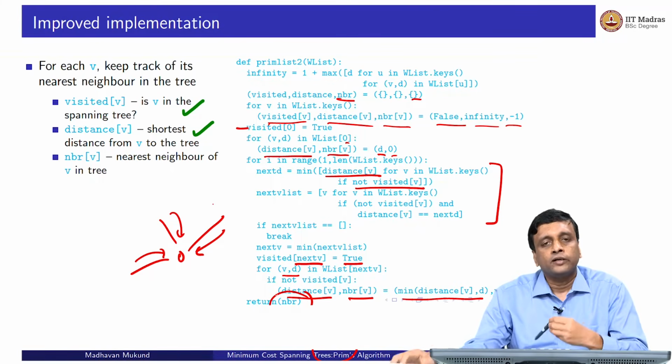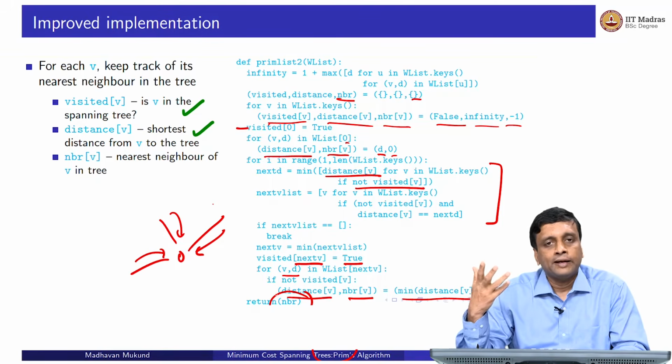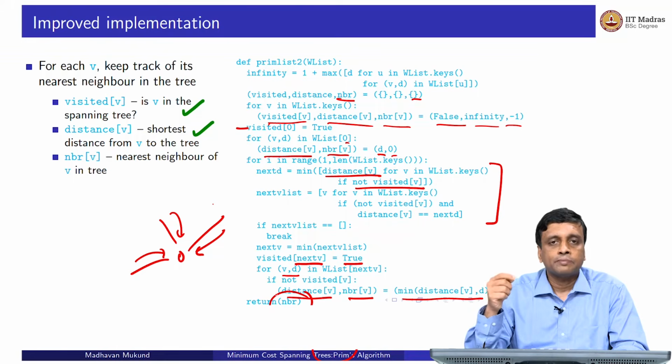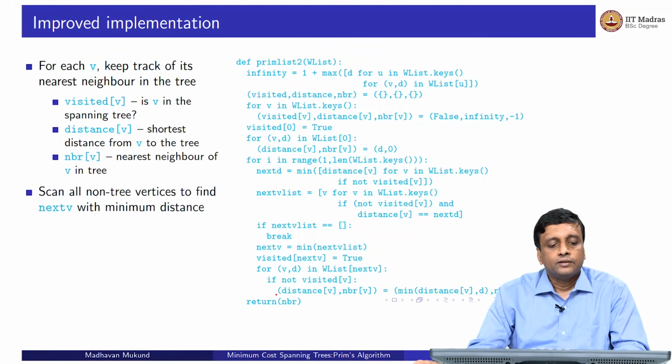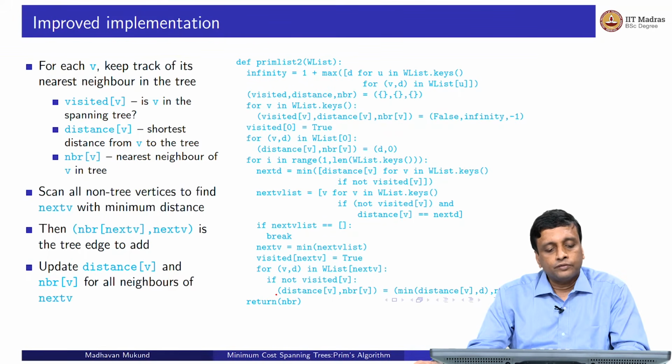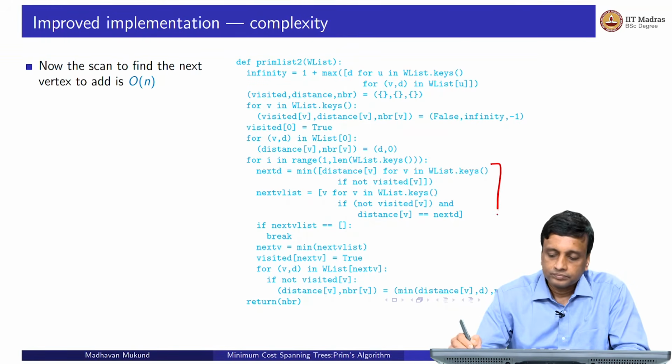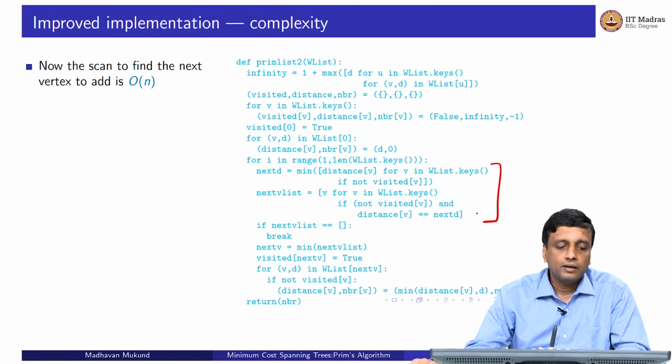So this is an alternative way of implementing the same idea of Prim's algorithm, except that instead of keeping the tree edges, we keep track of this neighbor for every unvisited vertex, saying this is my current best way of joining the tree. Right? So in this case, we scan all the non-tree edges, and after we do all this, then the complexity improves because the scan to find the next vertex is now order n. Right? Earlier it was order m.